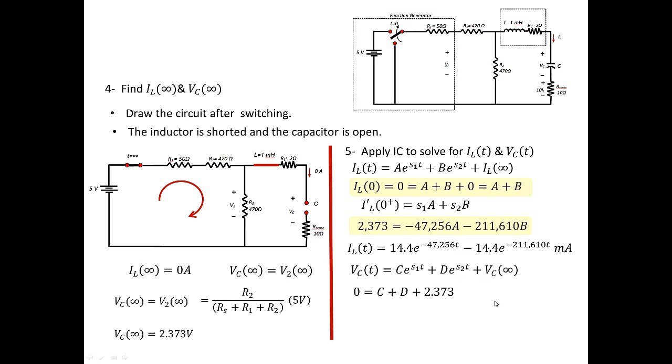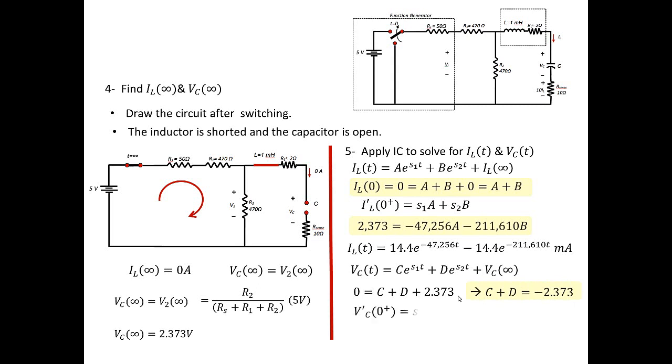So we're going to plug in the values. We know that at t equals 0, VC was 0, and then this becomes C, this becomes D because e to the 0 is 1, and VC at infinity was 2.373. So from here we can say that C plus D will equal negative 2.373. This is the first equation for finding the constants C and D.